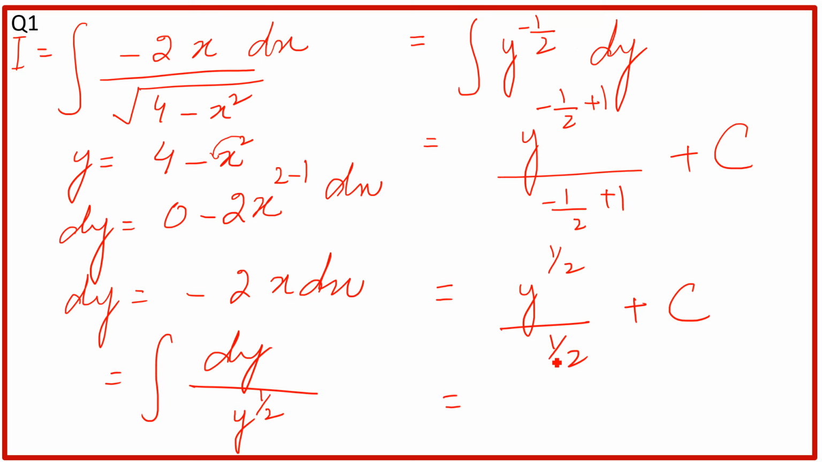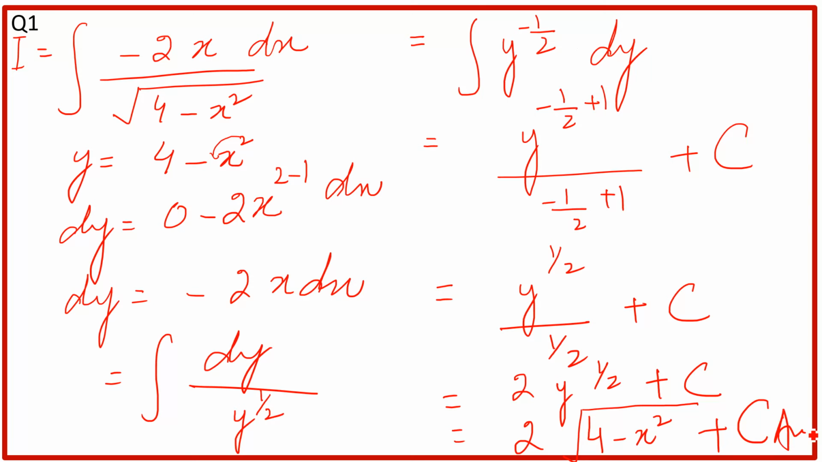It is equal to 2y to the power 1 over 2 plus c. Now we have to put the value of y. y is 4 minus x square. So 2 times 4 minus x square, and this 1 over 2 represents the square root, plus c. This is our answer. So right, this exercise is based on the substitute method.